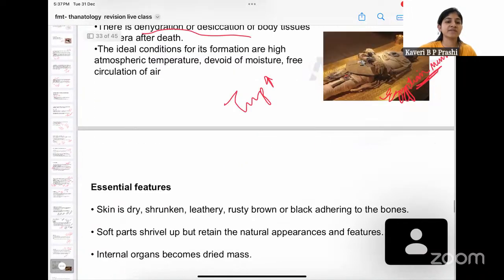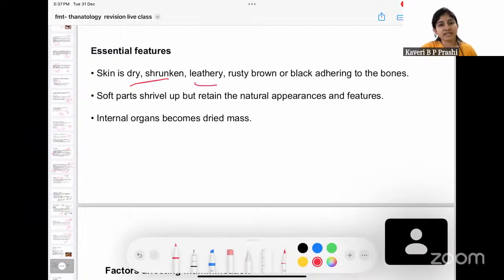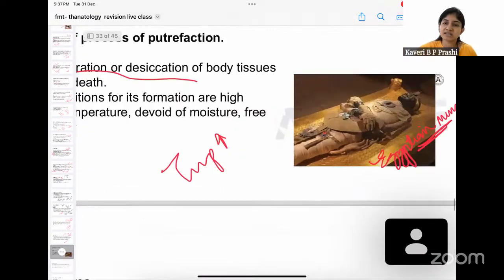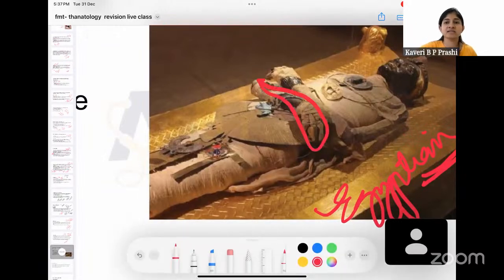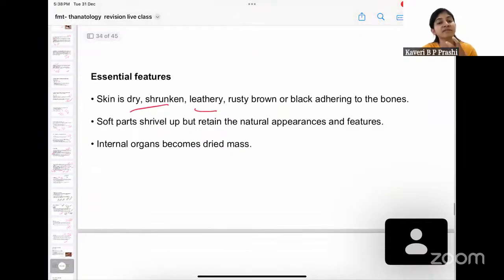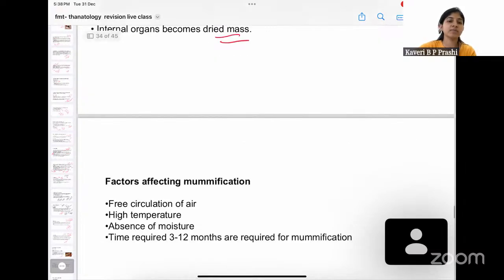So what are the essential features of a mummy? Skin is going to be dry, shrunken, leathery. The color is going to be rusty, brown or black, adhering to the bones. Soft parts shrivel up but retain the natural appearances and features. So as you can see the mummy here, you can say that this is a human body, these are the hands, this is the face, eyes, nose, mouth. That is, it retains its identity. You can identify what the different organs are, the natural appearances are there, but they become a little shriveled up. Okay, and internal organs also become a dried, mass-like structure. Understood? This is how a mummy looks.